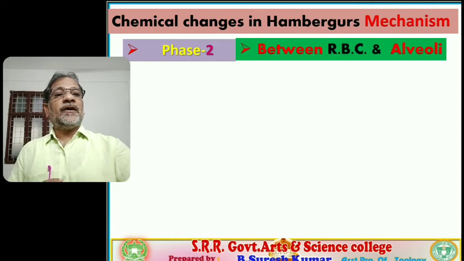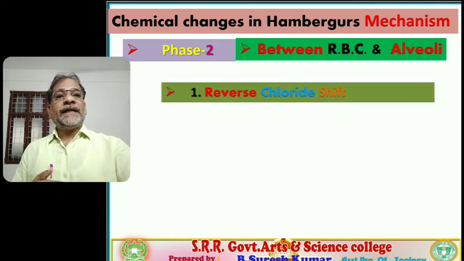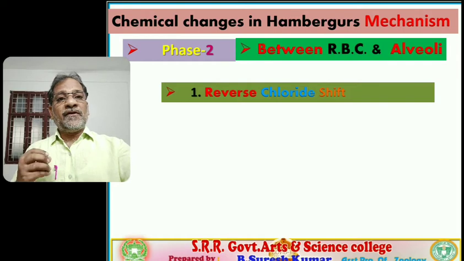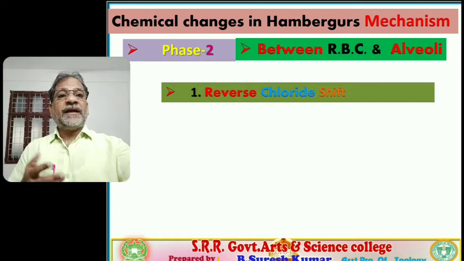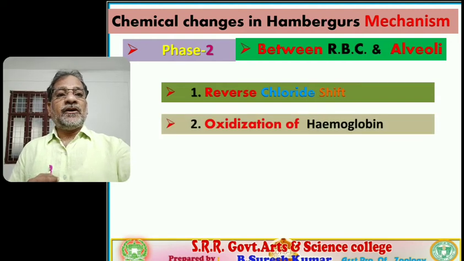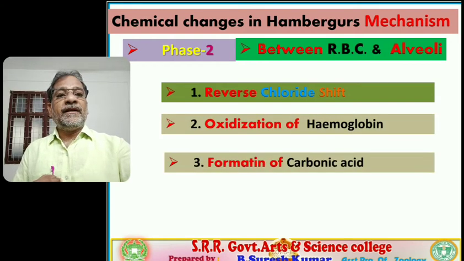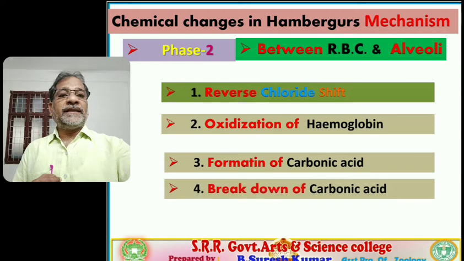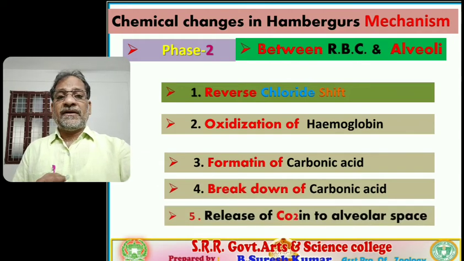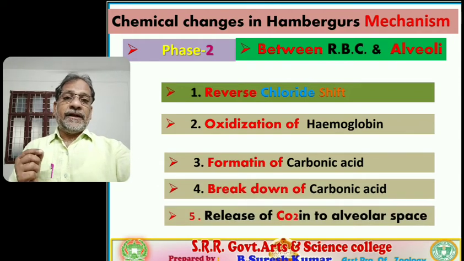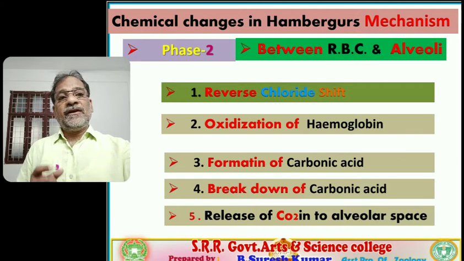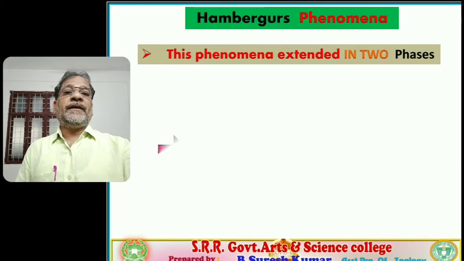Let us see every change in detail. Before that, phase 2 takes place between RBC and alveoli. All the changes we found in phase 1 continue in reverse manner. They are reverse chloride shift, oxidation of hemoglobin, formation of carbonic acid, breakdown of carbonic acid, and release of carbon dioxide into the alveolar space. Followed? A completely reversible phenomenon.